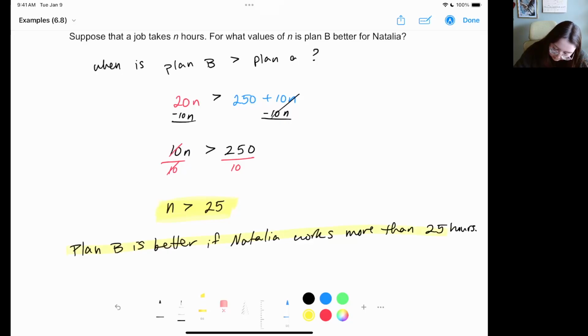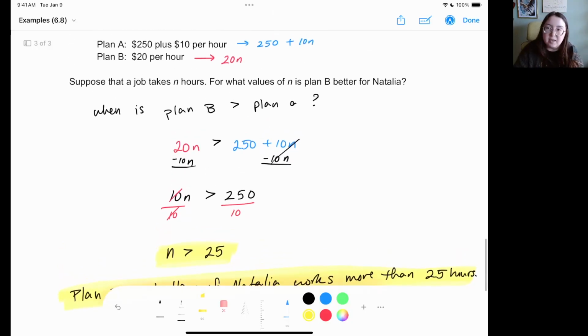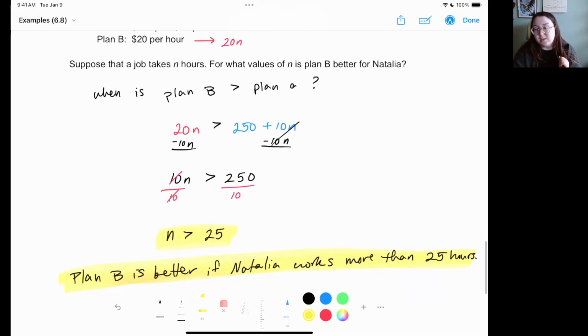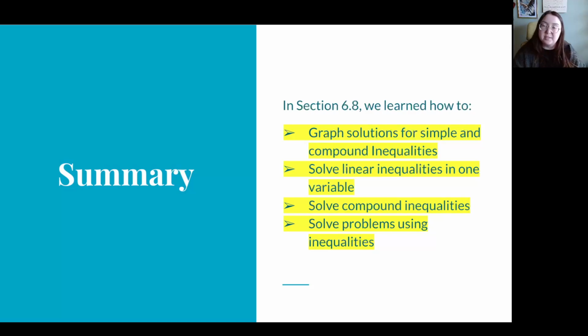So if Natalia knows that this part-time job is only going to be a 20-hour job, she should definitely take Plan A. But if it's going to be more like a 30-hour per week job, then she should definitely take Plan B instead. So, all right, there we go. That's how we did that one example. So let's go ahead and go on back to our lecture. And that wraps up section 6.8. So in summary, we learned how to graph solutions for simple and compound inequalities, solve linear inequalities in one variable, solve compound inequalities, and solve problems using inequalities. So there we go. That was section 6.8, and I'll see you in the next one.